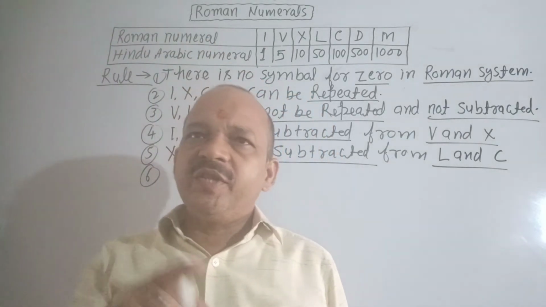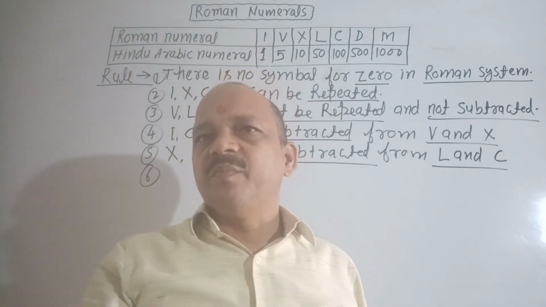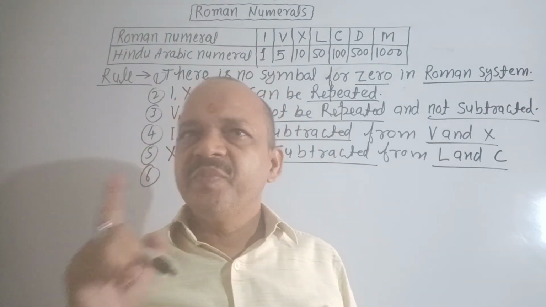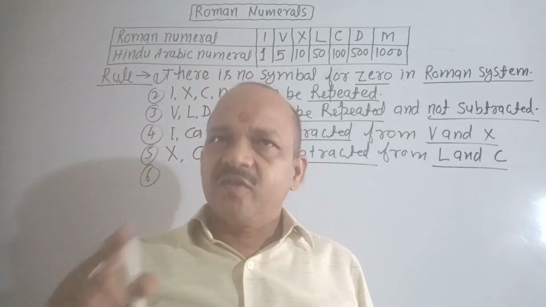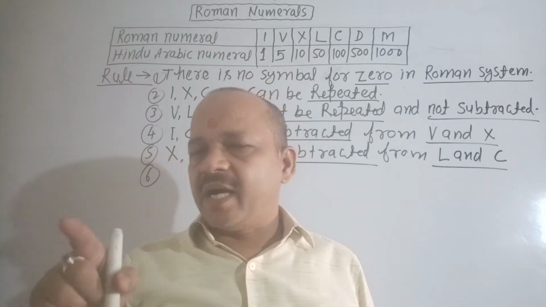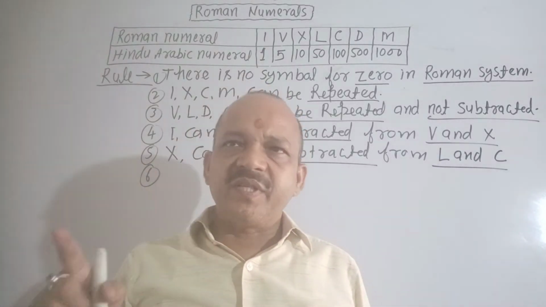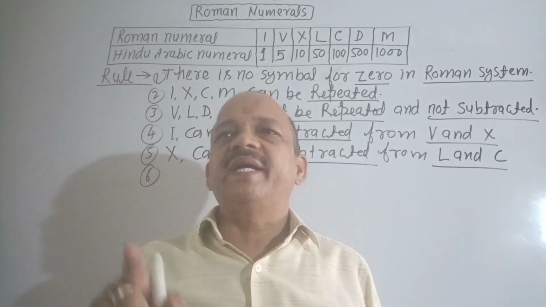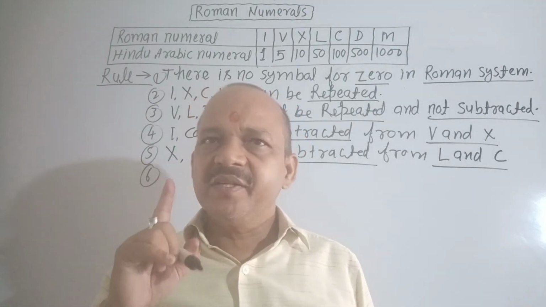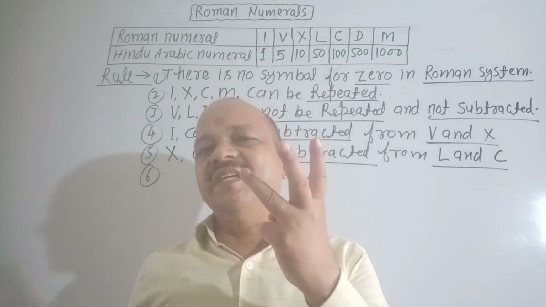There is no symbol for 0. First rule. Second rule, I, X, C, M can be repeated. Third rule, V, L, D cannot be repeated, not subtracted. I can be subtracted from V and X. X can be subtracted from L and C. No numeral can be repeated more than 3 times.